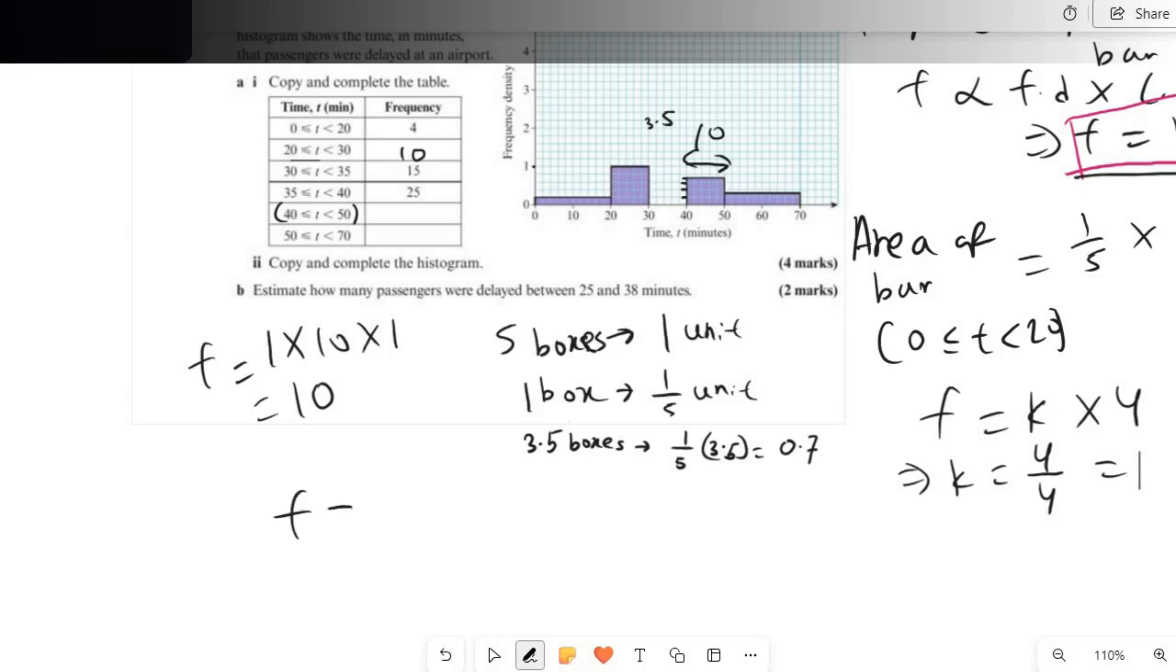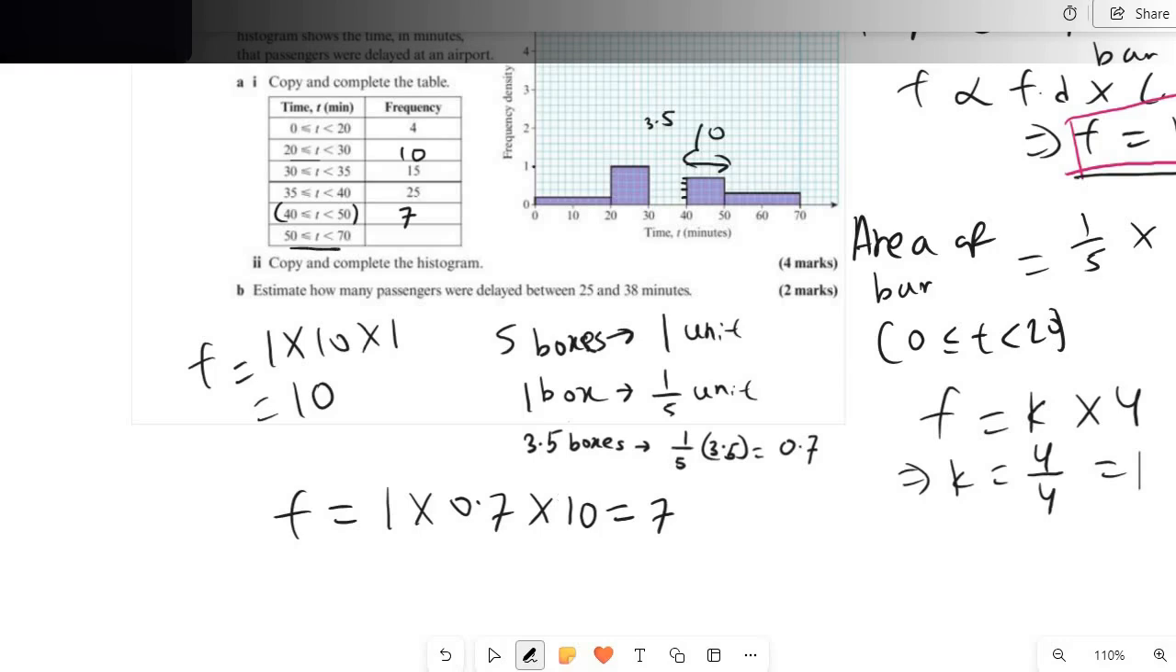So using the formula F equals K multiplied with the area of the bar, we can say that K is 1, so 1 multiplied with the area of the bar, being the frequency density, which is 0.7, multiplied with 10, which is going to be 7 here. So the frequency is going to be 7.